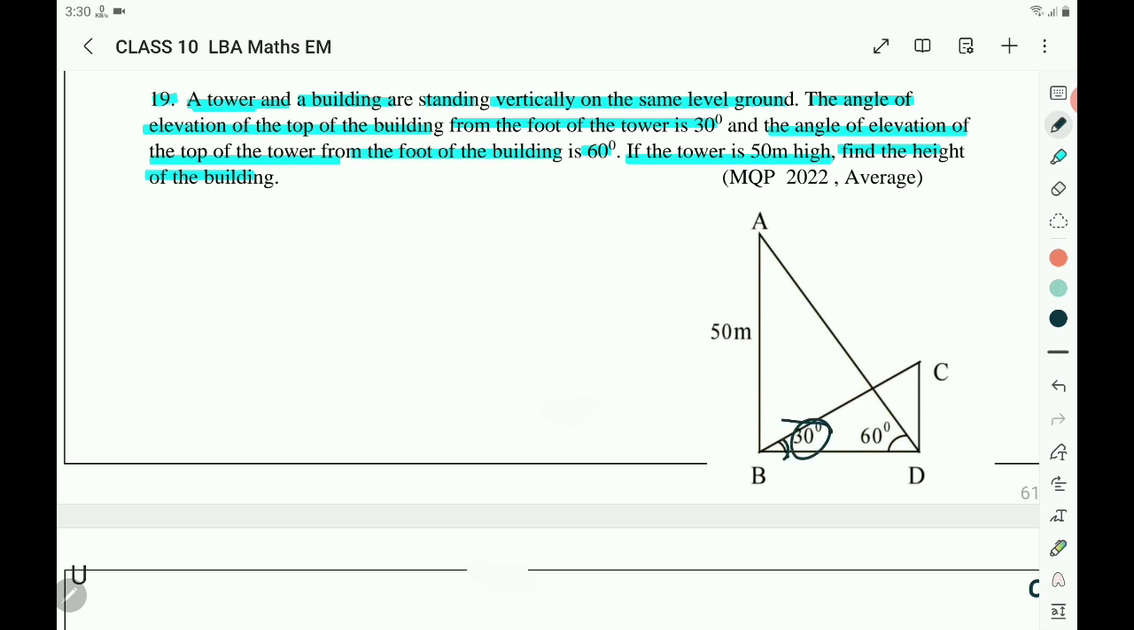Similarly, the angle of elevation of the top of the tower from the foot of the building is 60 degrees. And the height of the tower is given. We have to find the height of the building. Here CD is the building, AB is the tower. We have to find out the height of the building. So you take tower AB equals 50 meters.